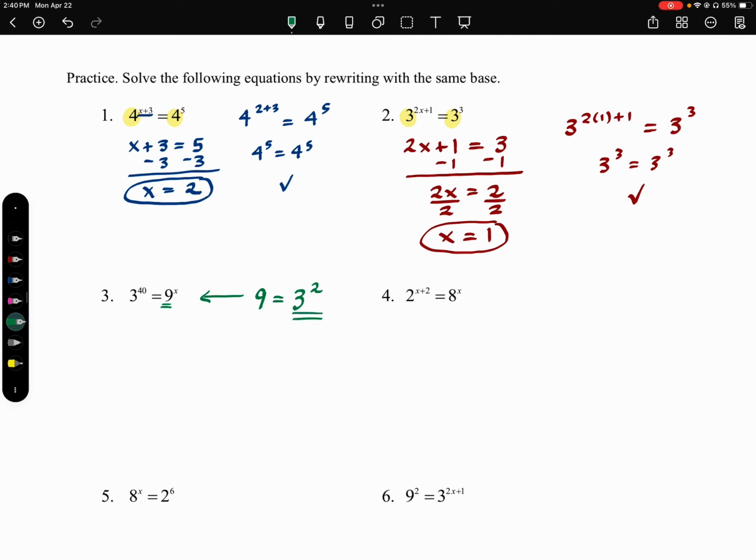So let's substitute that expression in for our 9. We've got 3 to the 40th power is going to equal, instead of 9 to the power of x, we're going to say 3 squared to the power of x.